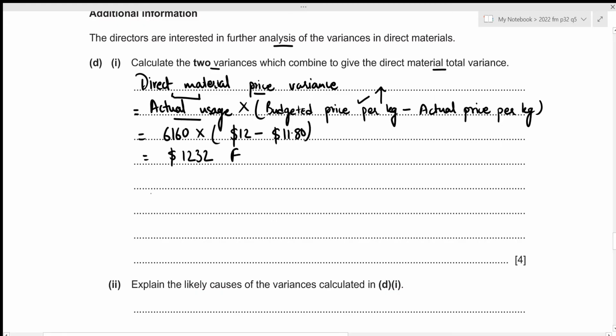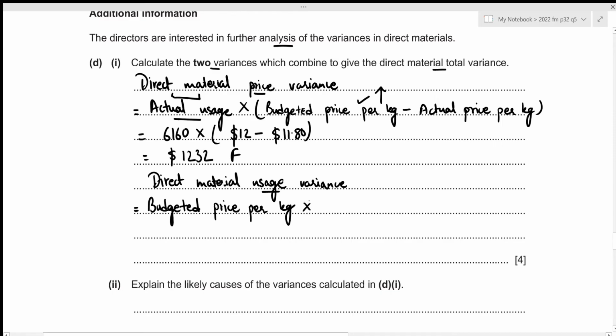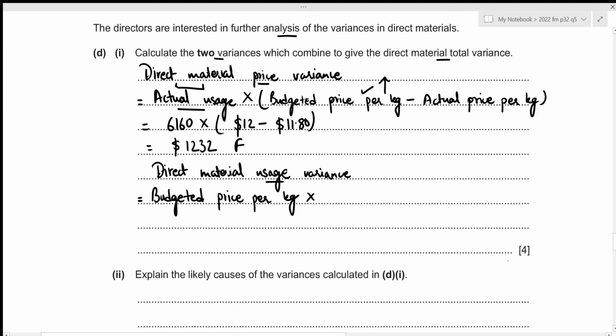Now, the second variance relating to our direct material is going to be that of the uses, right? So that will be direct material uses variance, which means that in this case, our basis is going to be the price. And we are going to take the price per kg for the budgeted one. So that is budgeted price per kg. And we're just going to multiply it with the difference of the actual uses and our budgeted uses. All right, let's have a look above.